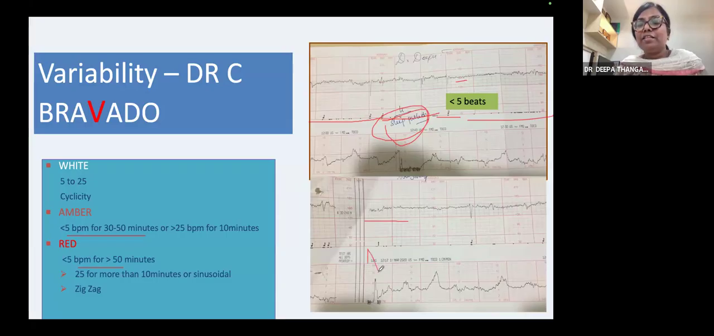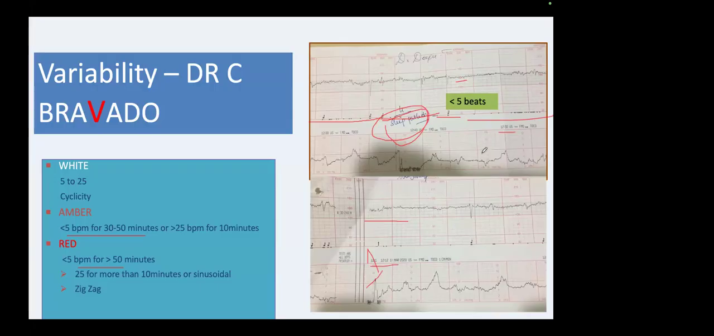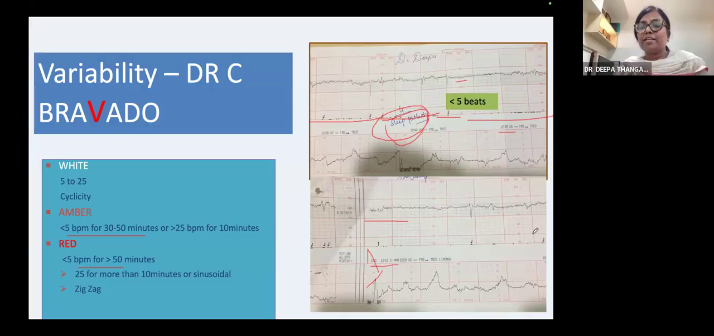This is the first CTG, which started at 12 o'clock. Here the time is mentioned. It ended at 12:50. So this is red. If it continues like this, it's red.